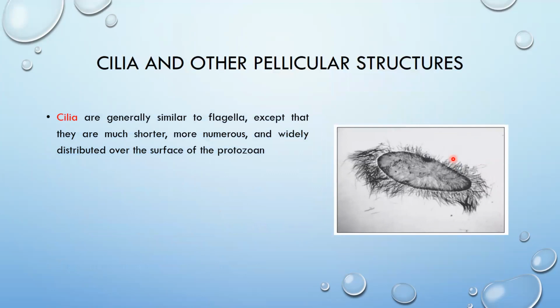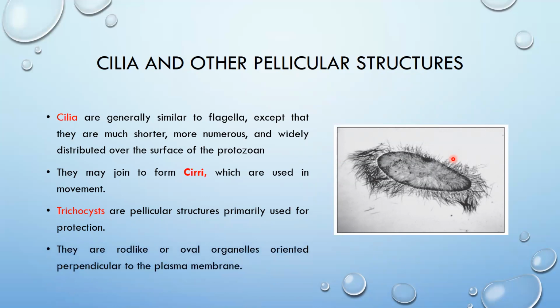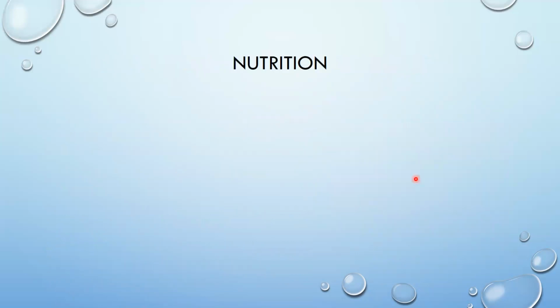Cilia are small, similar to flagella, except that they are much shorter, more numerous, and widely distributed on the surface of the protozoans. Cilia join to form cirri. Trichocysts are peculiar structures primarily used for protection. As you can see in the diagram, they are rod-like or oval organelles oriented perpendicular to the plasma membrane. Now the nutrition of the Ciliophora.